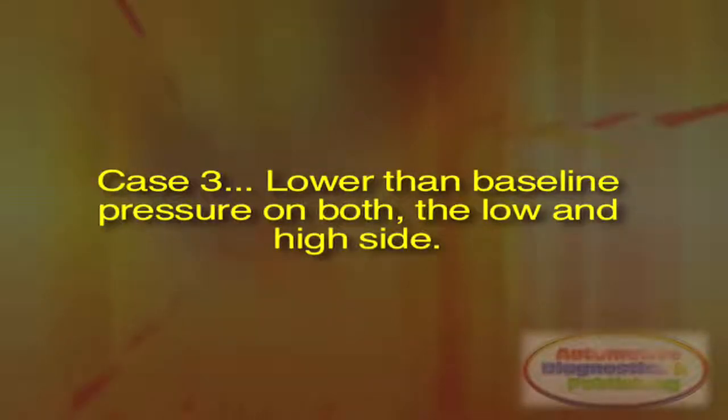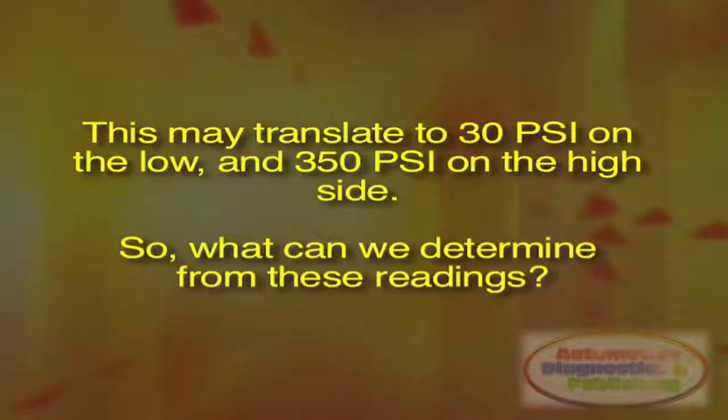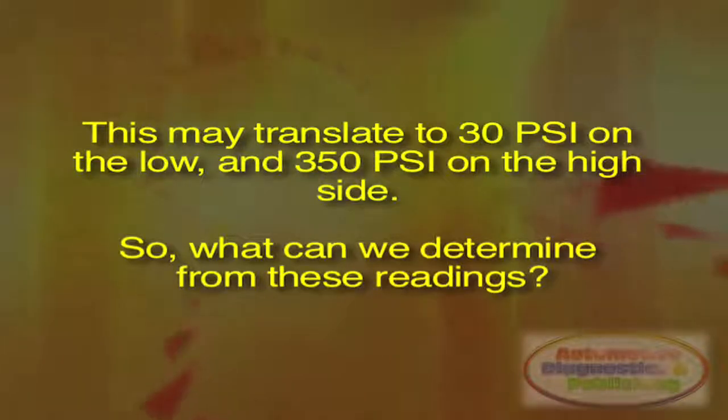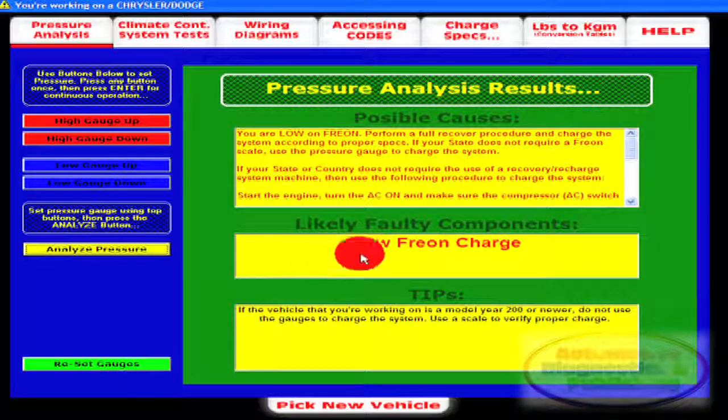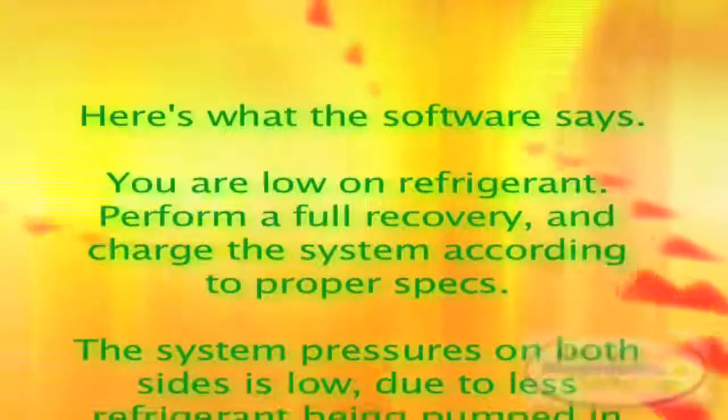Case 3. Lower than baseline pressure on both the low and high side. This may translate into 200 psi on the high side, and 30 psi on the low side. Then we hit Analyze. Here's what the software says. You're low on refrigerant. Perform a full recovery, and charge the system according to proper specs. The system pressures on both sides are low, due to less refrigerant being pumped in the system.